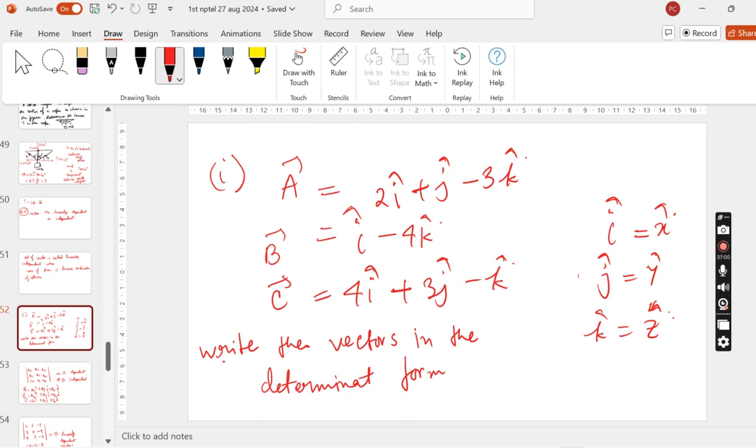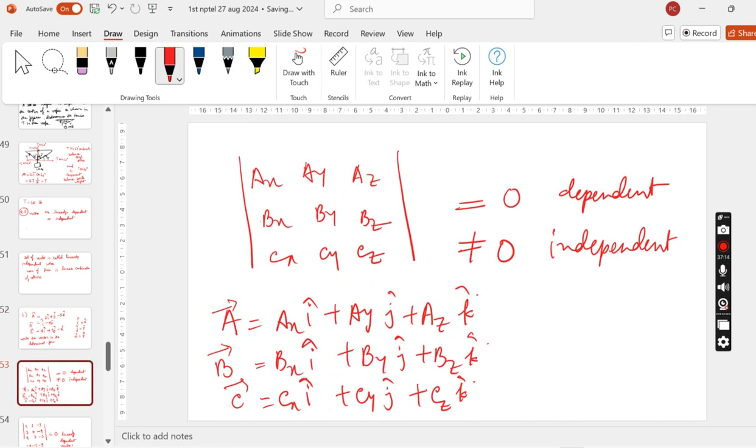So to know if the vectors are linearly dependent or independent, if one of them is a linear combination of two others, write them in a determinant form like this: ax, ay, az. ax is the coefficient of x unit vector, ay is the coefficient of y unit vector, and az is the coefficient of z unit vector of A. If the determinant ax, ay, az, bx, by, bz, cx, cy, cz is equal to 0, that means they are dependent. One of them is a linear combination of other two, but if it's not equal to 0, that is independent.